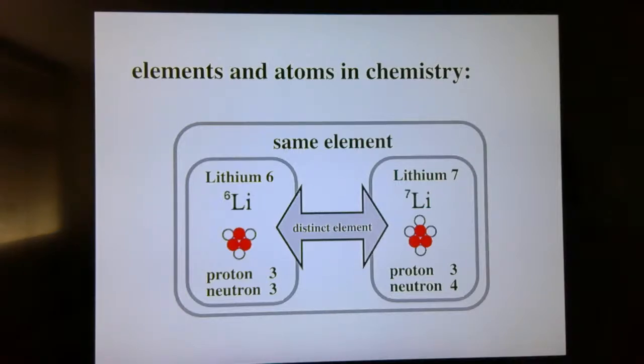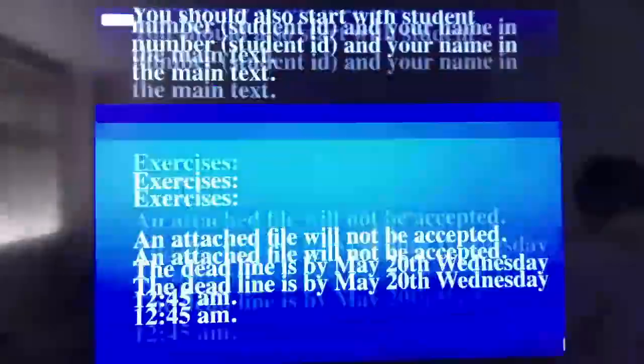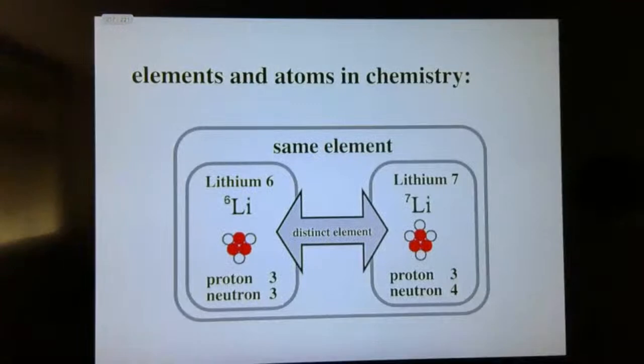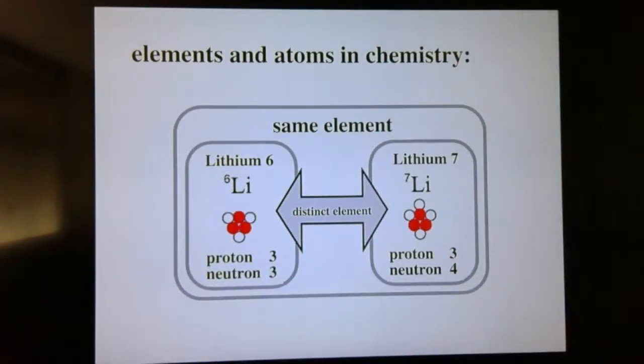And lithium is named as the same element, but you have lithium-6 and lithium-7. The pronunciation is lithium-6 and lithium-7. This is the same element, but a different atom. So lithium-7, because of the neutron number, is different. In this way, yes, for example, same way.